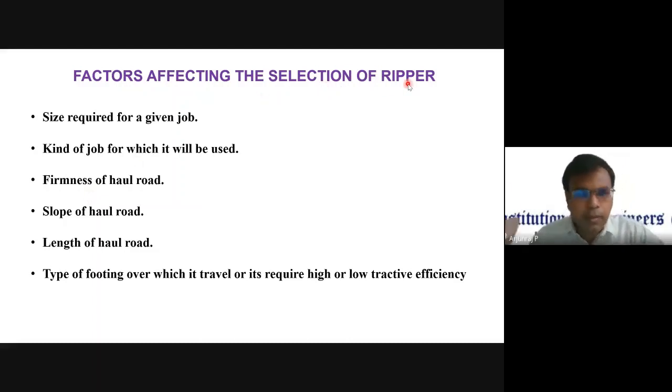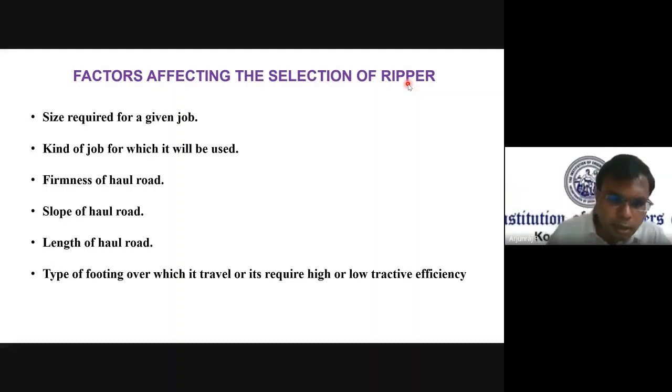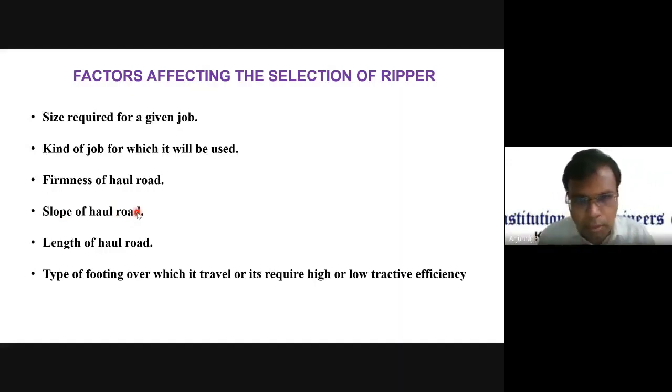So we have seen some of the other factors for other machines. We need to do the same thing for a ripper as well. What is the size required for a given job, and what kind of job will it be used for, and the firmness of the haul road, the slope of the haul road, and the length of the haul road? All this needs to be considered when you select the ripper, and even the operator experience matters.